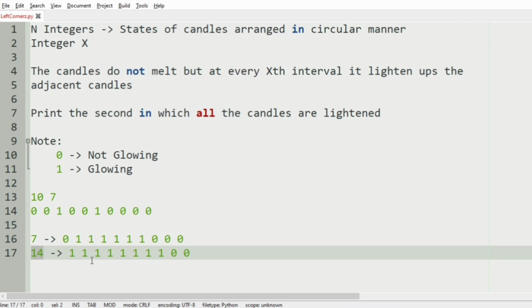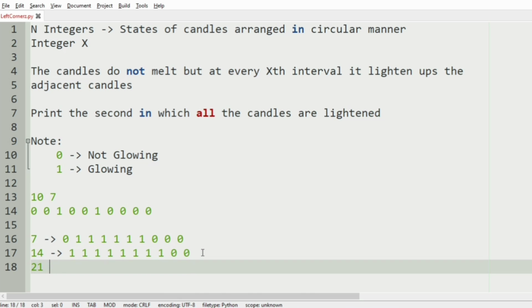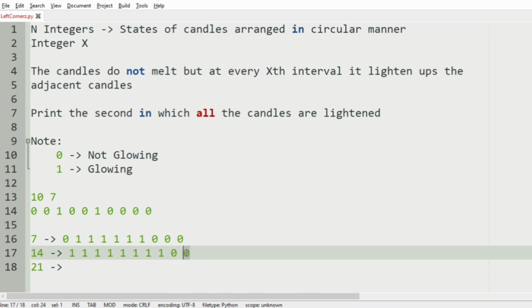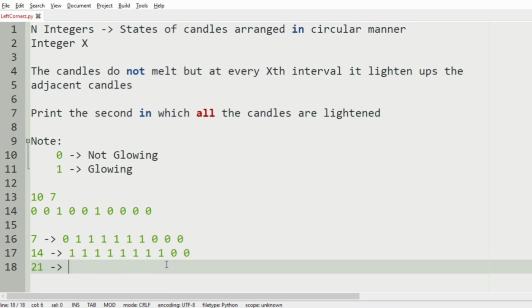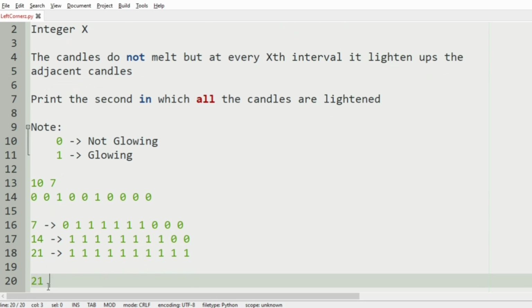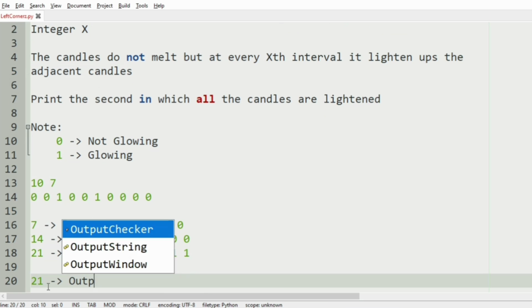And for the next interval, that is the 21st second, this candle will light up this and this candle will light up this. So now all candles will be glowing. So 21 will be our output. So 21 is the output.